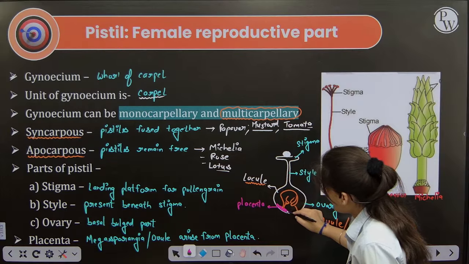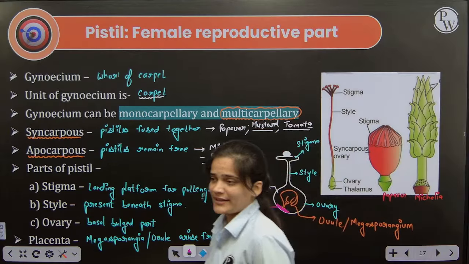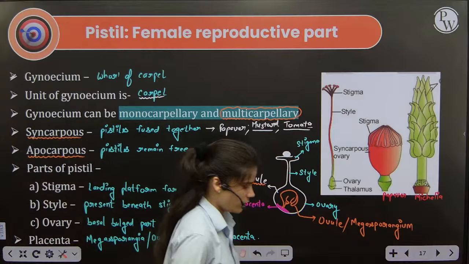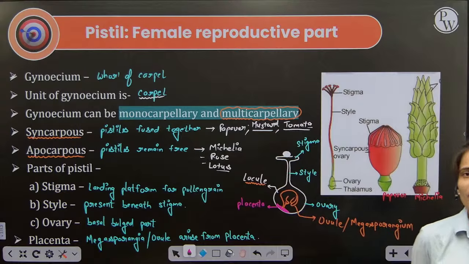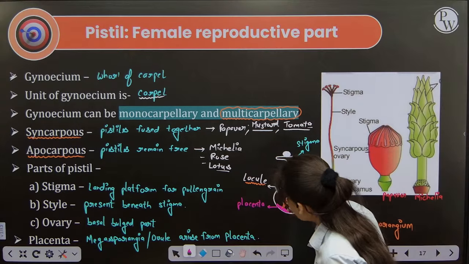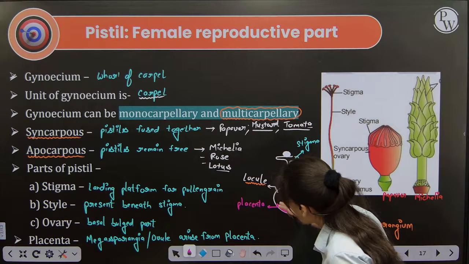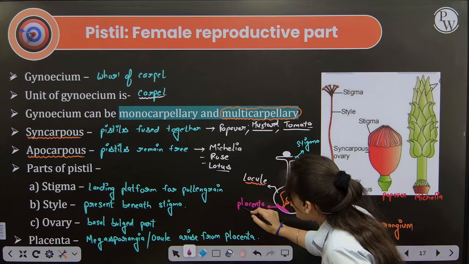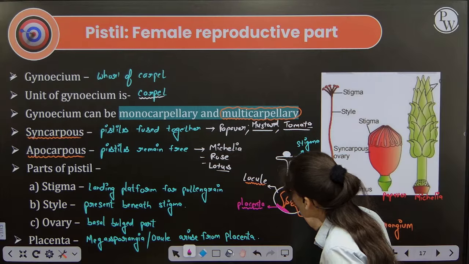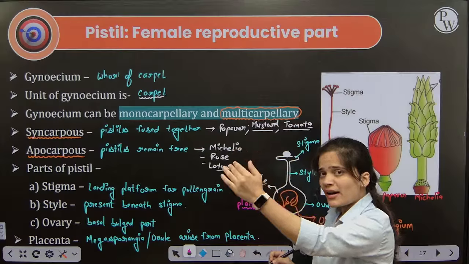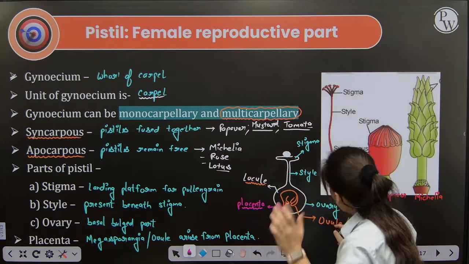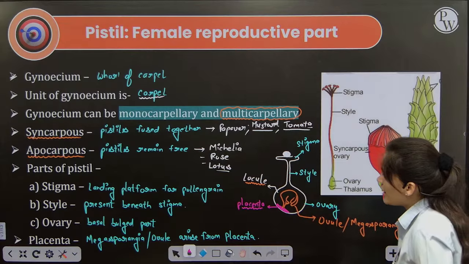And what is placentation? Arrangement of placenta inside the ovary is known as placentation. There are five different kinds of placentation given in morphology of flowering plant. Placenta is present inside the ovarian cavity or locule. This placenta helps in formation of megasporangia. In case of male part, that is microsporangia. Here it is megasporangia, ovule or megasporangia.